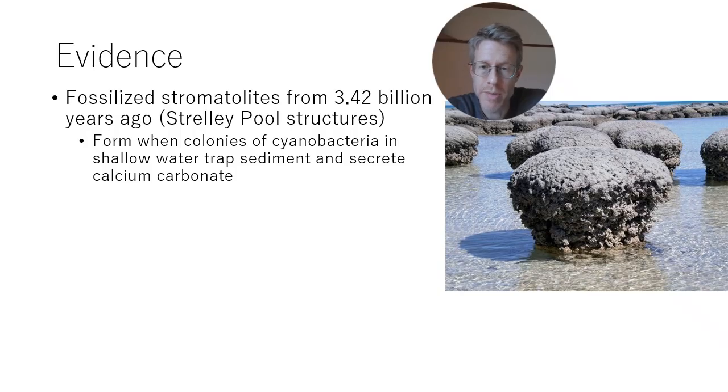These are produced by living things. They're produced by a kind of bacteria called cyanobacteria, photosynthetic bacteria. And this kind of bacteria forms colonies. So they come together in large groups. And when they're in these large colonies in shallow water, they trap sediment. They secrete calcium carbonate, so they make these structures called stromatolites, and those can fossilize. Then, using methods in chemistry, we can find out how old those things are by looking at radioactive isotopes. So we know they're made by living things, and we know how old they are. That provides some evidence for when, at least, life did exist. We know there was life 3.42 billion years ago.